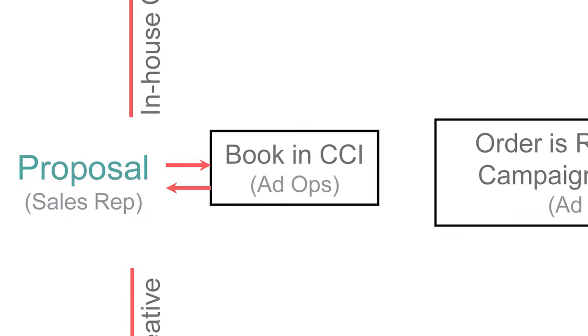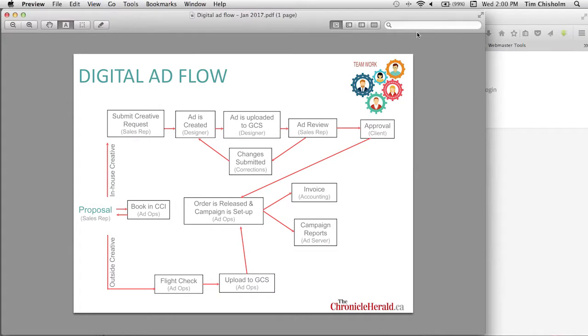First, the sales rep submits a booking request form through GCS. Once AdOps receives the booking request, it will book the order in CCI and reply with an order ID. After receiving the order ID, the next steps will depend on if the creative needs to be created in-house or if the client is supplying the creative.